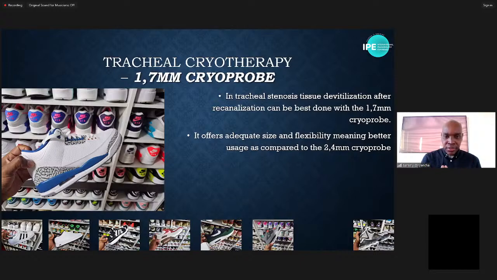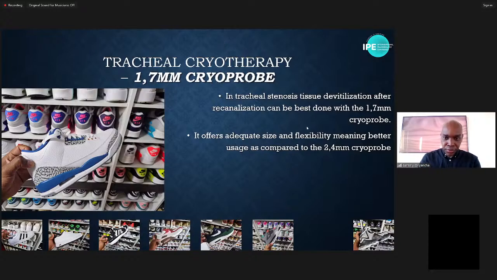And the last one is, of course, the tracheal cryotherapy, which we've already mentioned. That's in situations where you have stenosis of the trachea and you want to take out or devitalize the mucosa along the way. You can do that with a 2.4, but with the 1.1, you have better movement. So it's easier for you to pick a spot that you want to devitalize at that time.